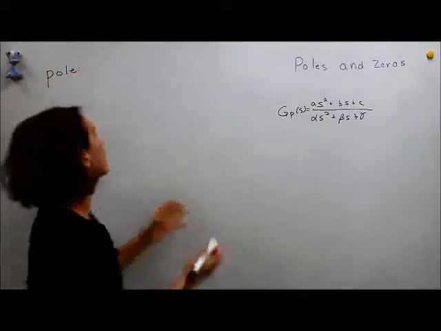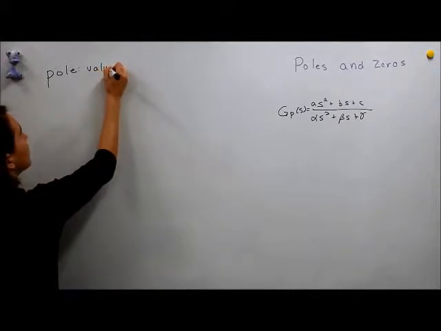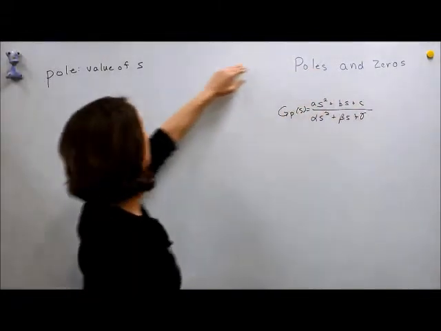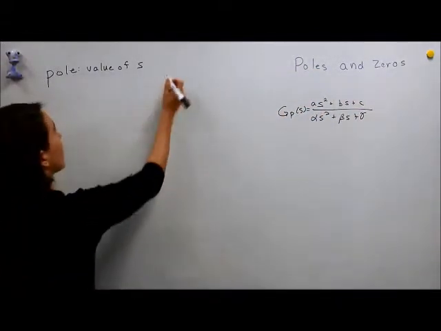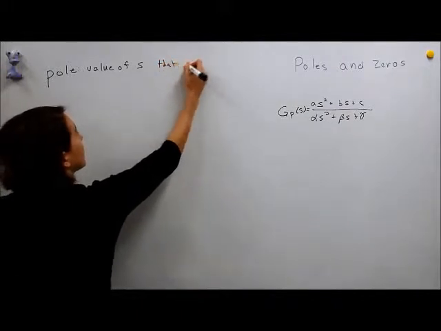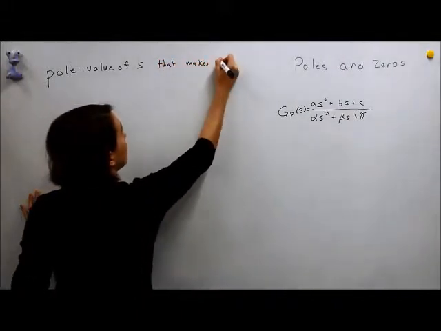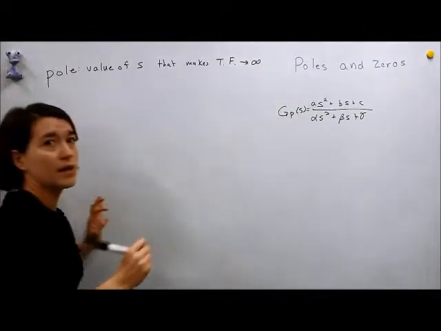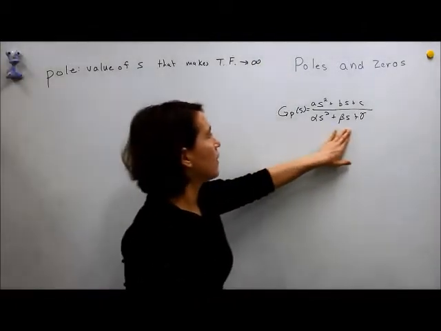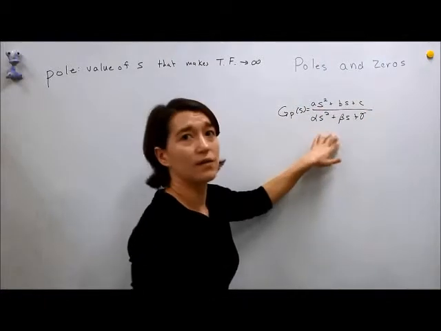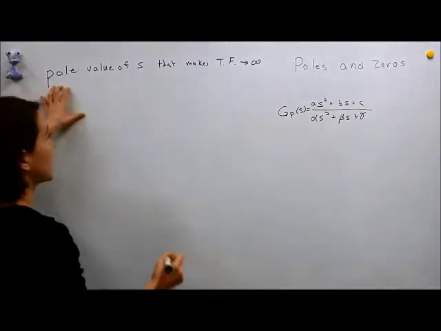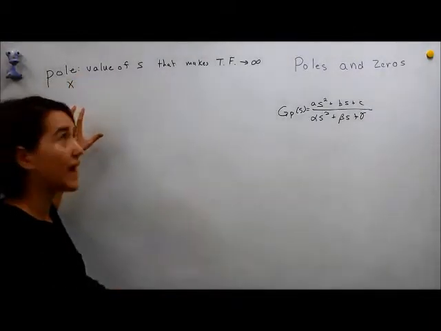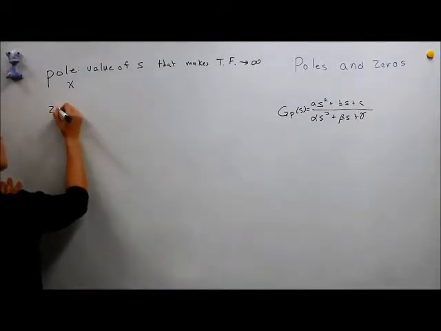Alright, so a pole is essentially the value of s that makes this system, the transfer function, go to infinity. So value of s that makes the transfer function, I'm just going to use TF here, transfer function go to infinity. Okay? So that would pretty much mean the values of s that are the roots of the denominator. Okay? And so we denote a pole as an x, and I'll show you how we plot that in a minute.